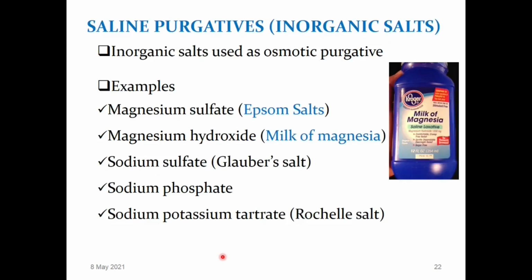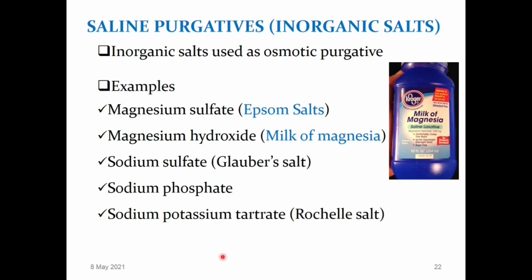Saline purgatives or inorganic salts. They are magnesium sulfate, otherwise known as Epsom salts, magnesium hydroxide, milk of magnesia, which is also an antacid. Sodium sulfate, otherwise known as Glauber salt, sodium phosphate, and sodium potassium tartrate, which is otherwise known as Rochelle salts. Remember these names because this can be asked in your viva exam.